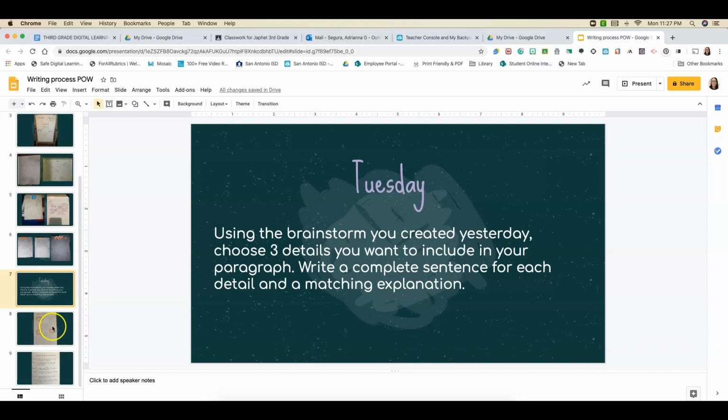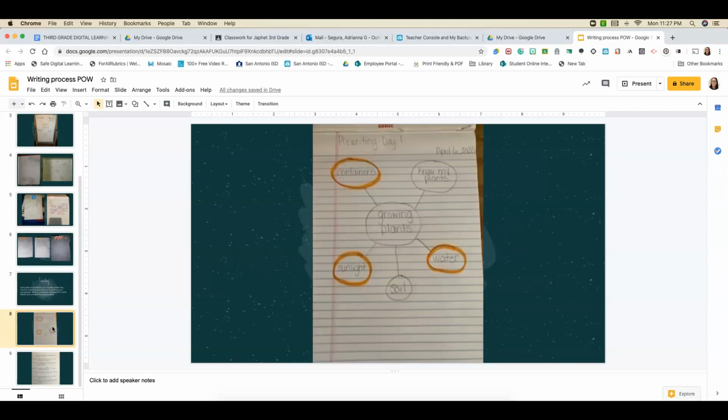And I'm going to go back to my organizer that I made yesterday. So as you can see, I added 5 details, okay? But I only chose 3. So these 3 details, I feel that I can add some more information to them.